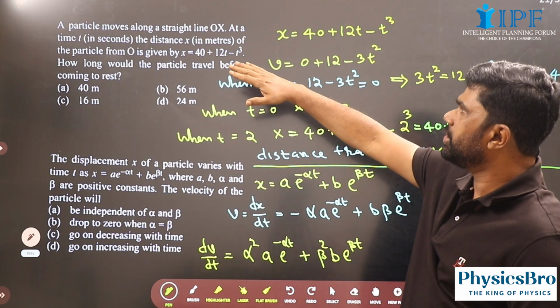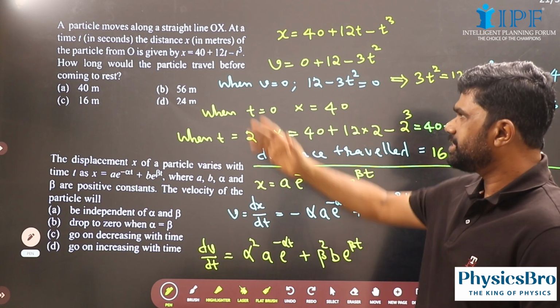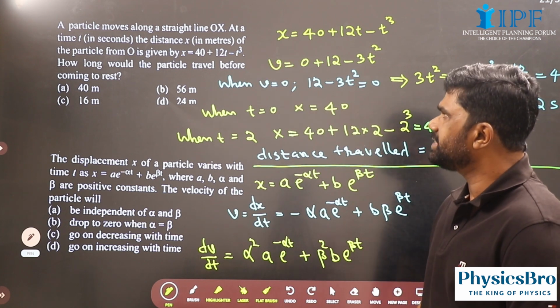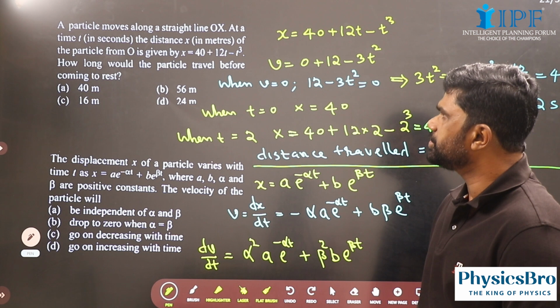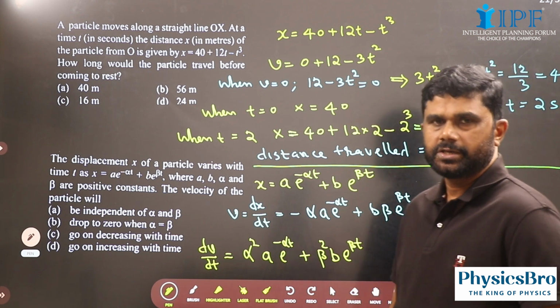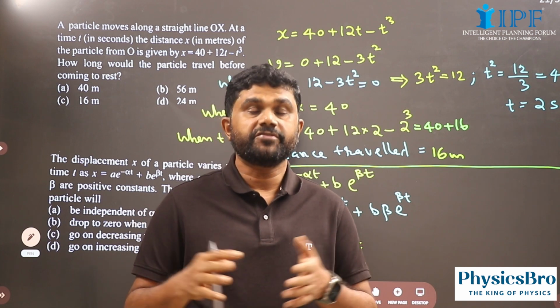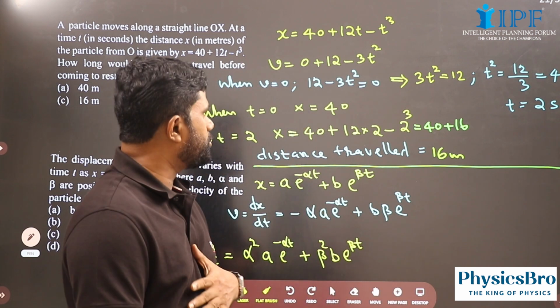A particle moves along a straight line OX at time t. The position is given as x equal to 40 plus 12t minus t cube. How long would the particle travel before coming to rest? Means the displacement of the particle, when it comes to rest, that we have to find out.